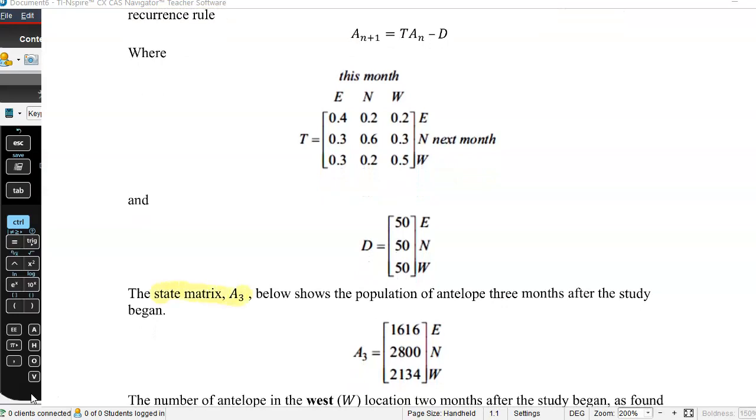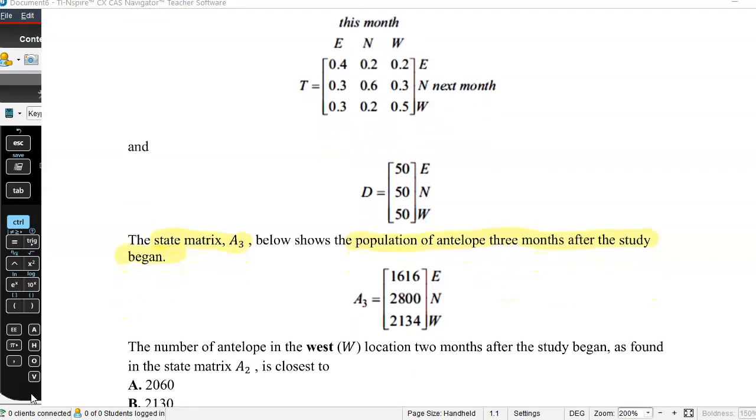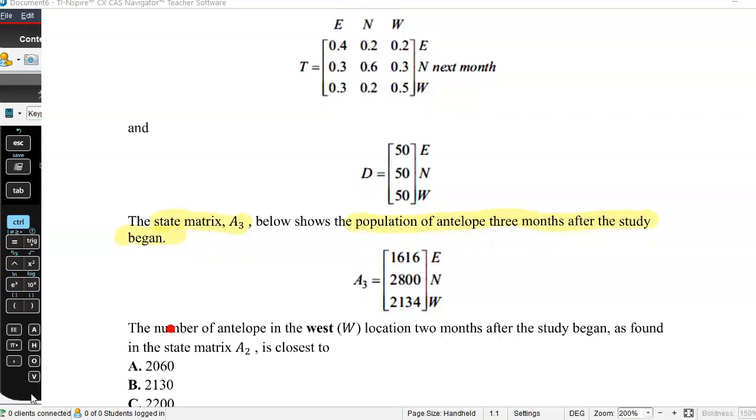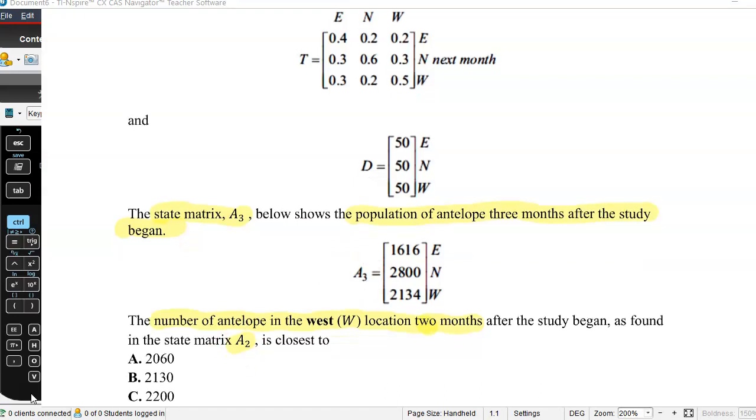The state matrix A3 below shows the population of the antelope 3 months after the study began. So we've got A3 here. The number of antelope in the west location 2 months after the study began, as found in state matrix A2, is closest to. Alright, so we know state matrix A3, 3 months after. We need to figure out 2 months after. So we need to do a bit of going backwards.